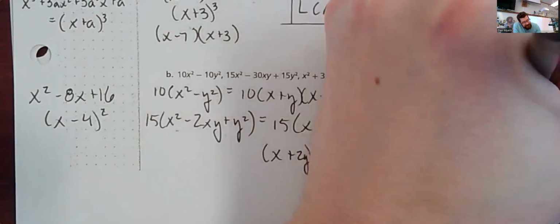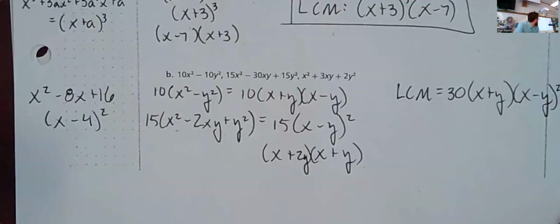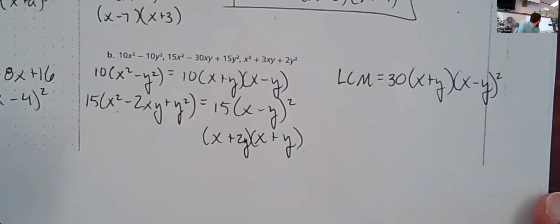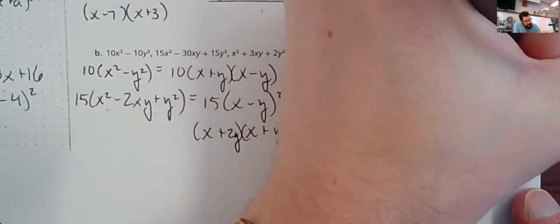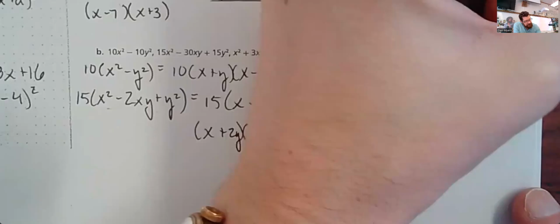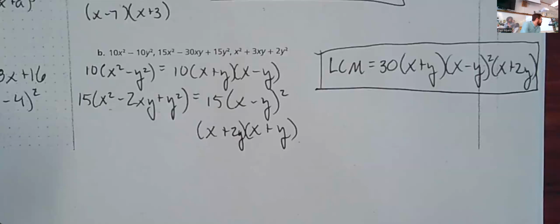We do need x minus y squared because we need both factors of that. And we also need the x plus 2y because that's a different one altogether. So x plus 2y. So there's our least common multiple for those three.